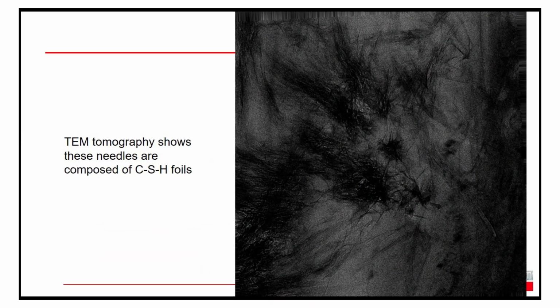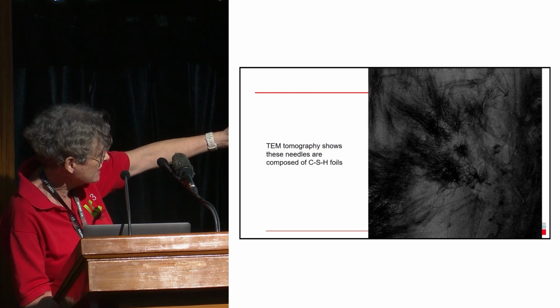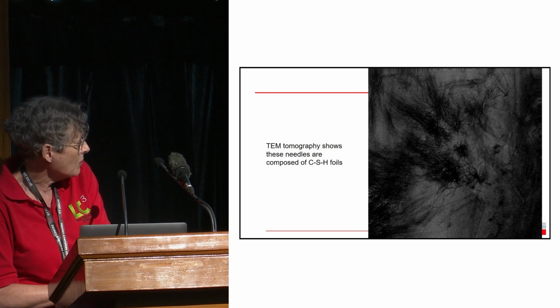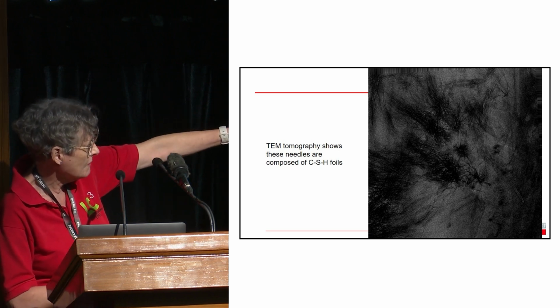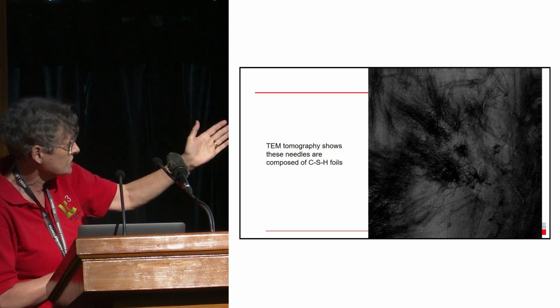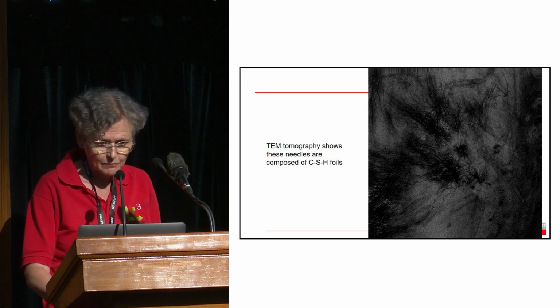And here's now a transmission electron microscope. This is now being tilted in the transmission electron microscope. And you can see these kind of needle structures there. They're actually made up of kind of foils. So as we rotate it, you see the foils run along the needles, and across the needles, we've got this kind of system with a lot of holes in.